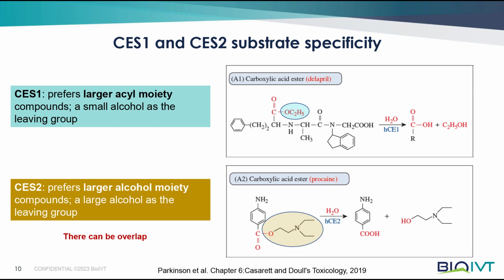So what carboxylesterase 1 seems to prefer is a large acid. Here's the acidic moiety on this large compound. And the leaving group, after water is introduced, is just a small alcohol. Whereas carboxylesterase 2, on the other hand, is the exact opposite. You can see that with the example of procaine. Here you have the small acid and then the rather larger alcohol as a leaving group. And what's large and what's small can differ. And like I mentioned, there can be some overlap. But that's the general rule of thumb.